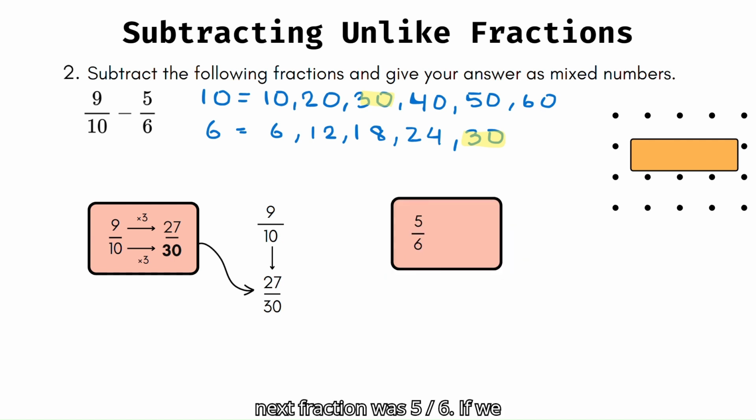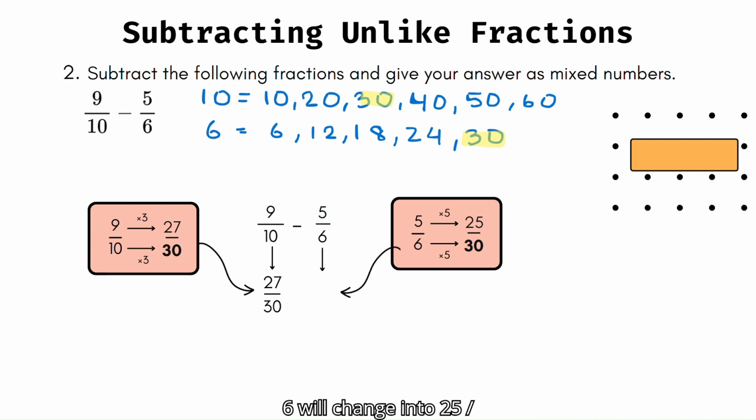Our next fraction was 5 over 6. If we multiply 6 by 5, we get 30, so we're going to multiply 5 by 5 to get 25. So the fraction 5 over 6 will change into 25 over 30.